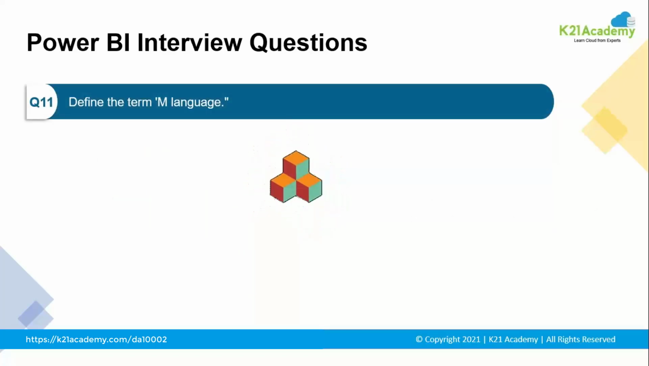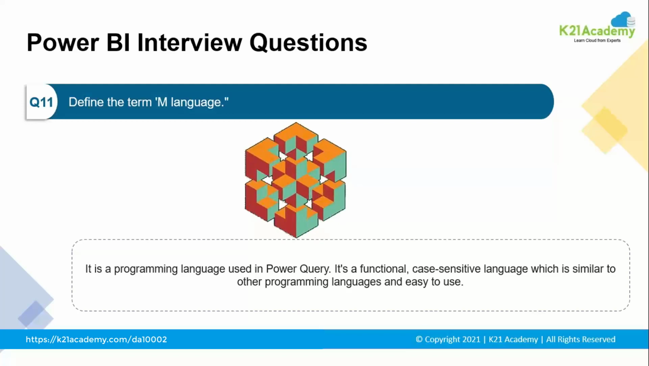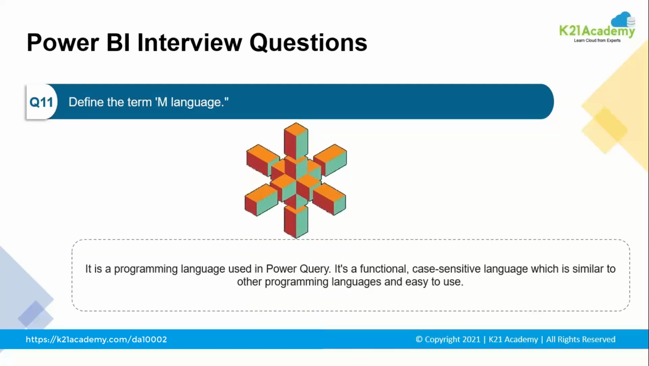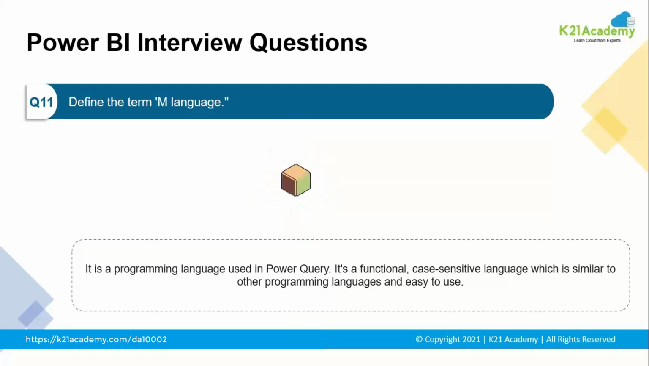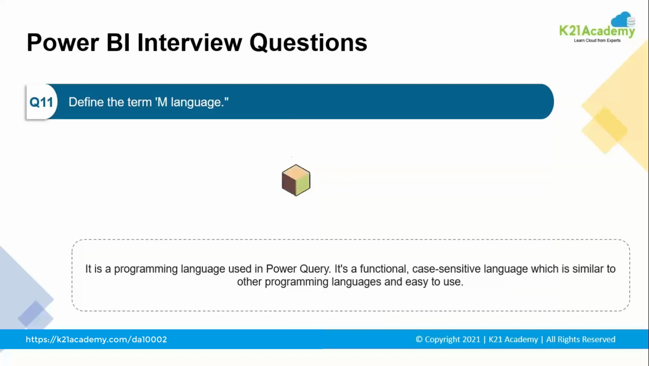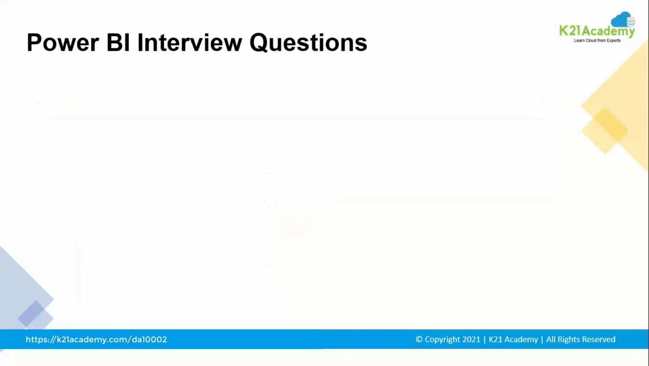Define the term M language. Well, it's a programming language used in Power Query. It's a functional, case-sensitive language which is similar to other programming languages and very easy to use. This can be used every time you try to create your own model, or let's say you have your own visualization aspect over here.